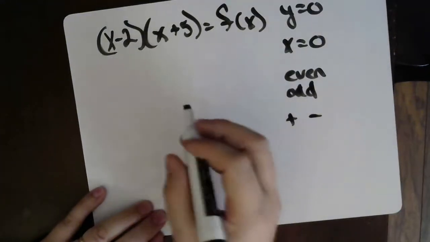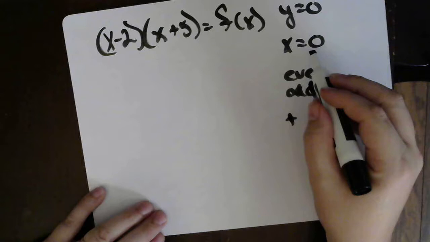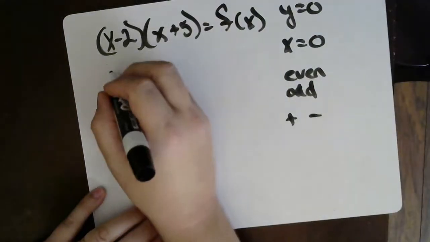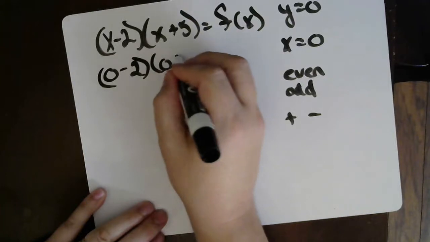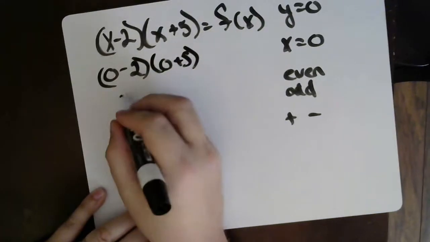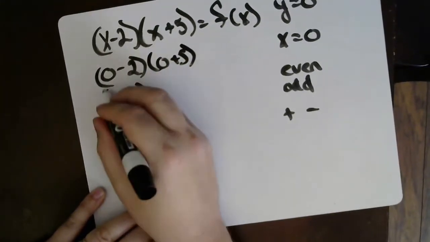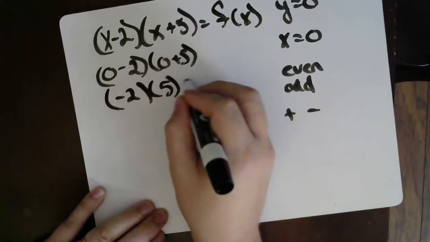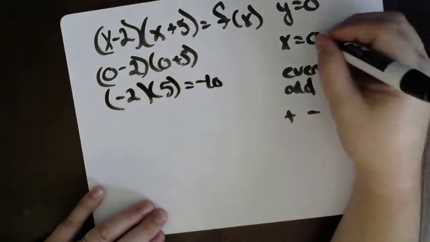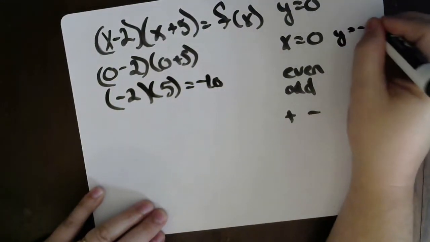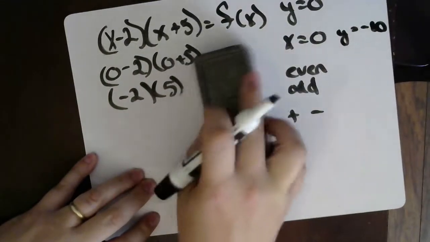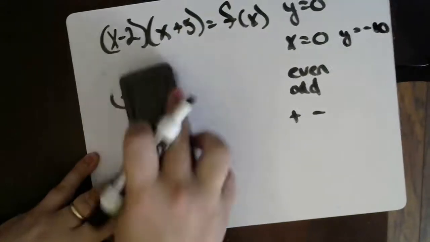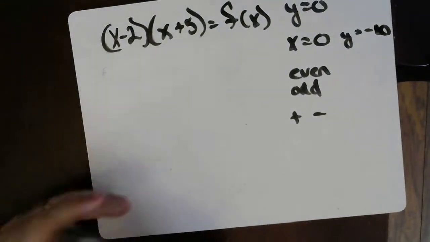Yeah. So when x is 0, that's actually probably the easiest one to do, right? So 0 minus 2, and then 0 plus 5, right? It's a negative 2 times a 5, and that gives us negative 10. So that means that when x is 0, y is negative 10. Okay, now that's important to see that. Now I'm going to show you a really easy way to get that without putting the 0 in. We'll look at that in a minute.